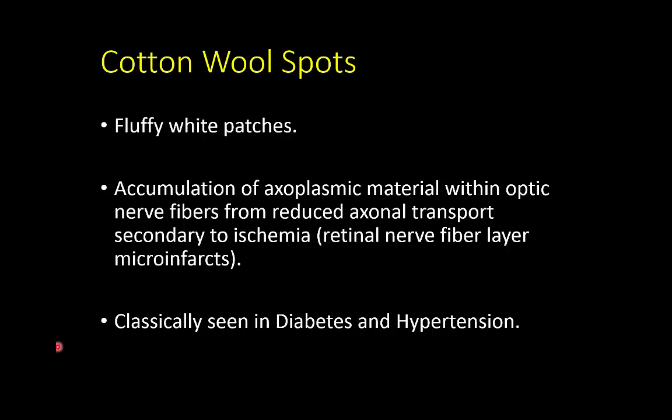Let's go on to the next finding, which are cotton wool spots. These are fluffy white patches which occur in the retina. They're a result of accumulation of axoplasmic material within the optic nerve fibers from reduced axonal transport, but most importantly, they're felt to be secondary to ischemia. That is, they're really microinfarcts of the retina. So classically, they're seen in diabetes and hypertension, cotton wool spots.